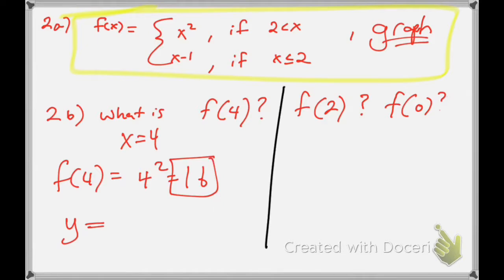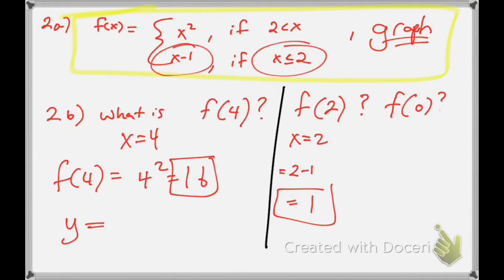What about if x is equal to 2? What's the function when x is equal to 2? Well, is x greater than 2, or is it less than or equal to 2? Well, it's less than or equal to 2, so I'll be using this function. So all I'm going to do is take 2 minus 1, which gives me 1. That's my answer. Last one is f of 0. Well, obviously that's going to fall in this category, so I'll be using this function, so this would give me negative 1.